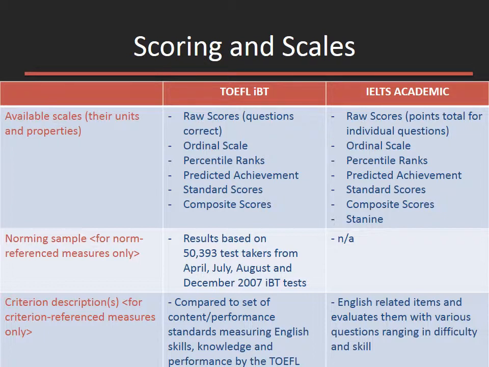The IELTS academic utilizes the following scales: raw scores, which is the points total for individual questions; ordinal scale, percentile ranks, predicted achievement, standard scores, composite scores, and stanine scores. The norming sample for the IELTS academic was not made available, which leads to questions about validity and reliability, which we'll cover in a few minutes' time. In regards to the actual criterion descriptions or criterion reference measure, it does take English-related items and evaluates them with various questions ranging in difficulty and skill determined by the test developers of the IELTS.